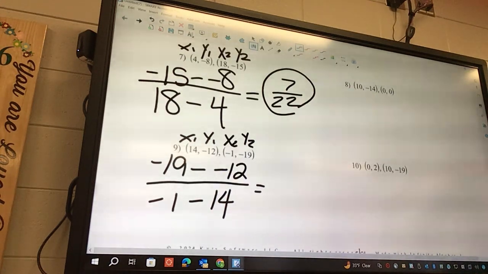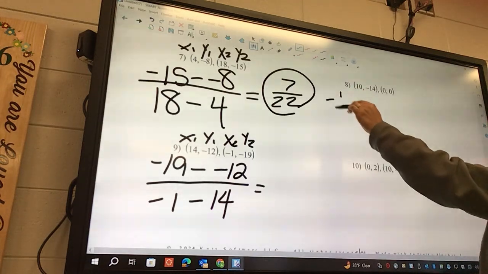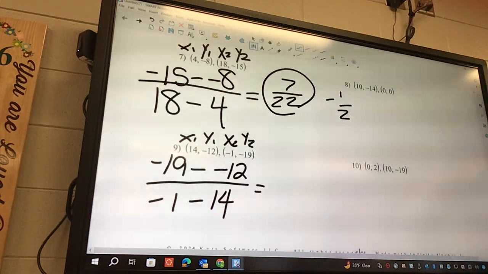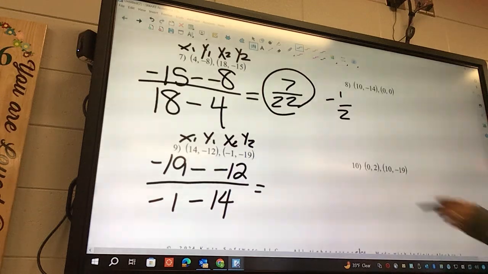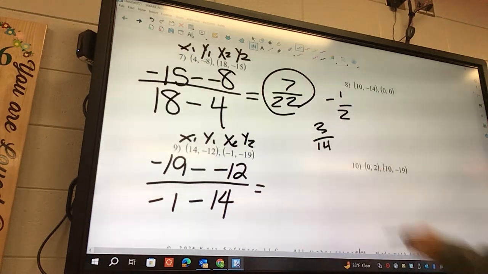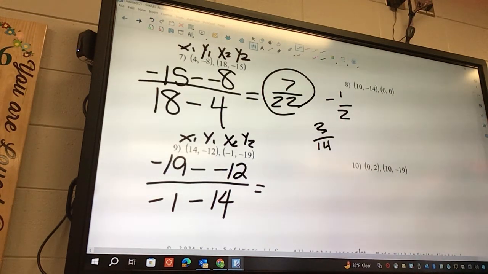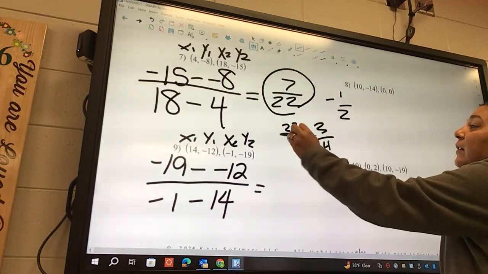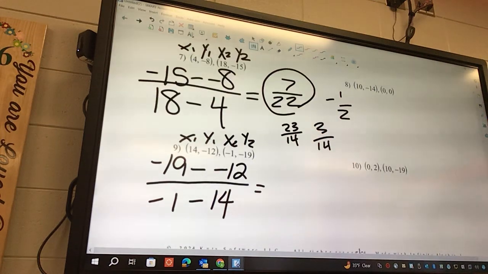For 7? What'd you guys get for 7? I got negative 1 over 2. You got negative 1 over 2? Somebody else? I got 3 over 14. Okay, so then everybody go back through and type. I got 23 over 14. Okay, erase. No, you can't go back and look. Erase and restart, because if you just go back and look, your brain just automatically sees the same.